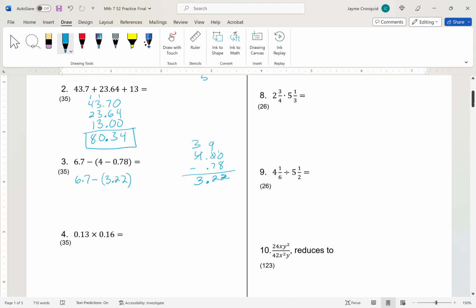Okay. And now we're going to subtract again. 6.70 minus 3.22. 10 turns out 6. 2 from 10 is 8. 2 from 6 is 4. 3 from 6 is 3. So our final answer would be 3.48.